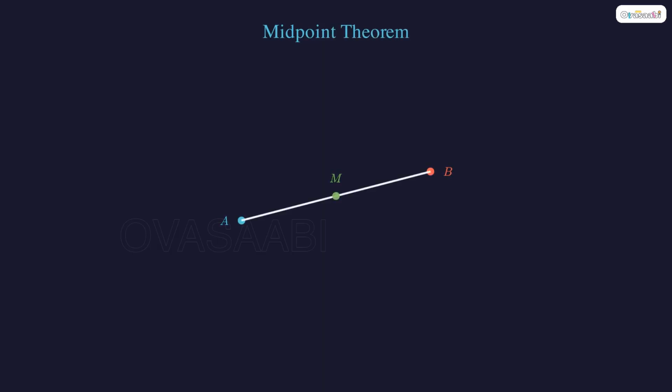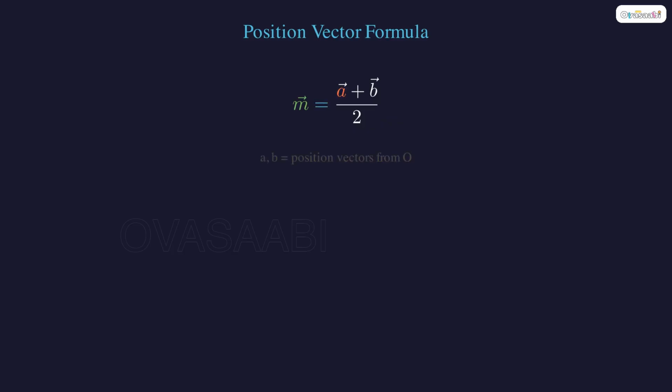The midpoint theorem states, if M is the midpoint of AB, then the position vector of M equals half the sum of position vectors of A and B. In vector form, M equals (A plus B), all divided by 2. Here A and B are position vectors of points A and B from origin O.